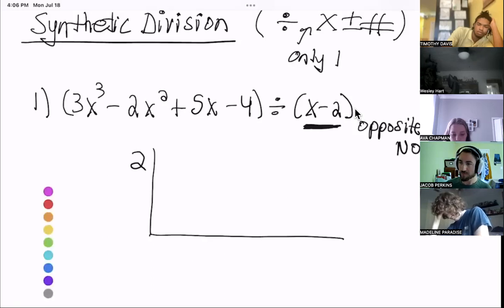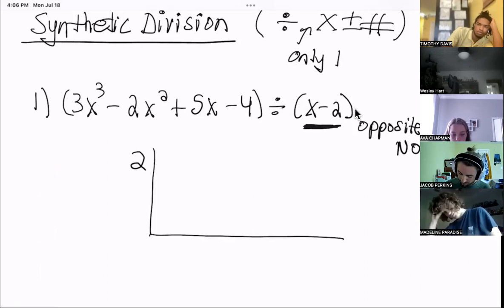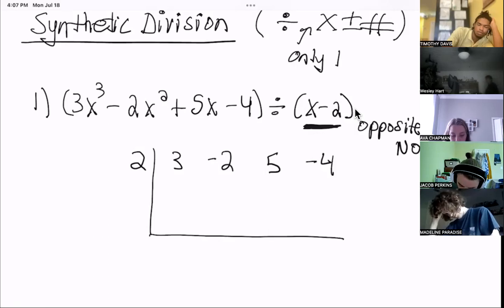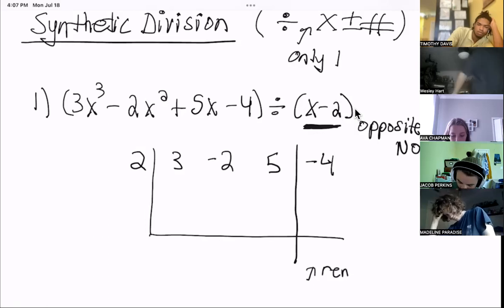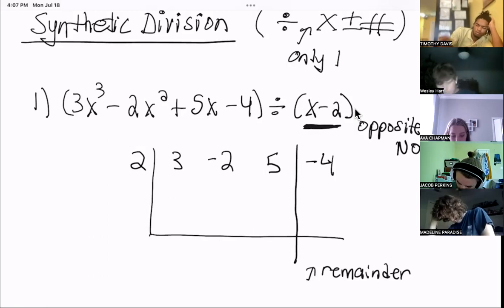Now I'm going to write the coefficients. My coefficient of x cubed is 3. My coefficient of x squared is -2. My coefficient of 5x is 5. And my coefficient of -4 with no x is -4. I'm going to put a line right here because this is going to be my remainder. It's always going to be that last one that's your remainder.